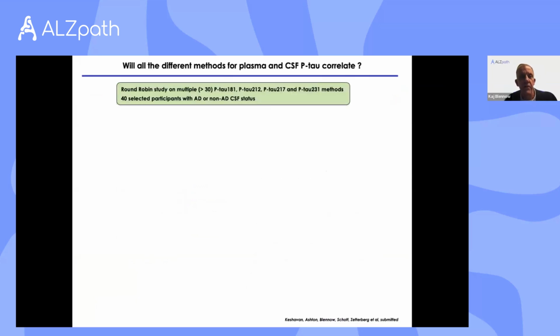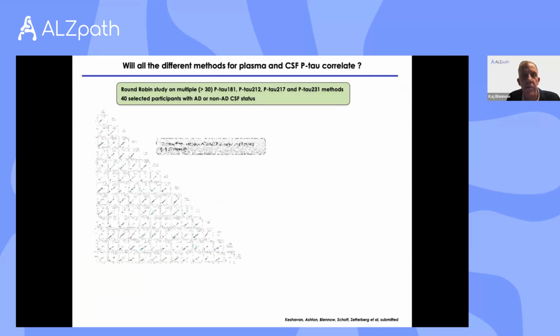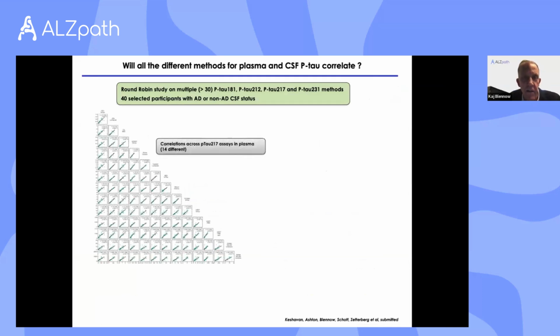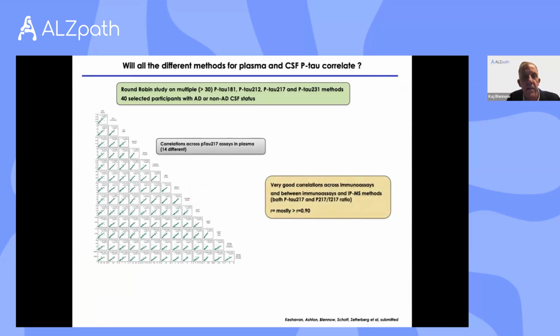So here is again the round robin study. I would like to show this. This is the correlations again against 217 assays in plasma, and it's really good correlations across the immunoassays, and also between the immunoassays and the IPMS mass spec method that was included in this round robin study. So both for 217 by IPMS and the phospho to non-phospho 217 ratio, correlations are high with the immunoassays.